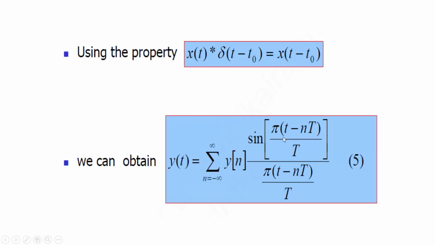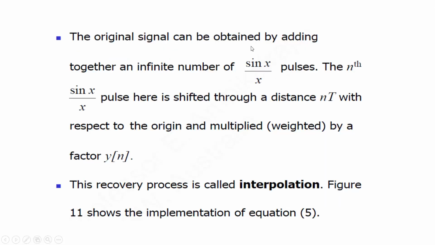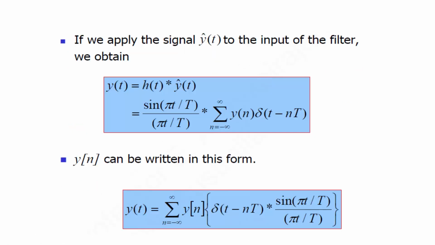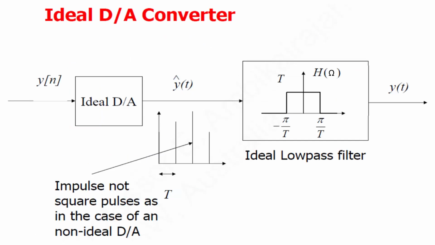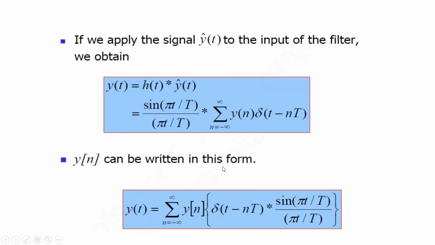yn into sine of this part, and the same part will come in the denominator also. Now the original signal can be obtained by adding together an infinite number of sin x by x pulses. From where will the infinite number of sin x by x pulses come? Because we considered only one pulse. This is this sin x by x function. The sin x by x kind of response is only for the one pulse.